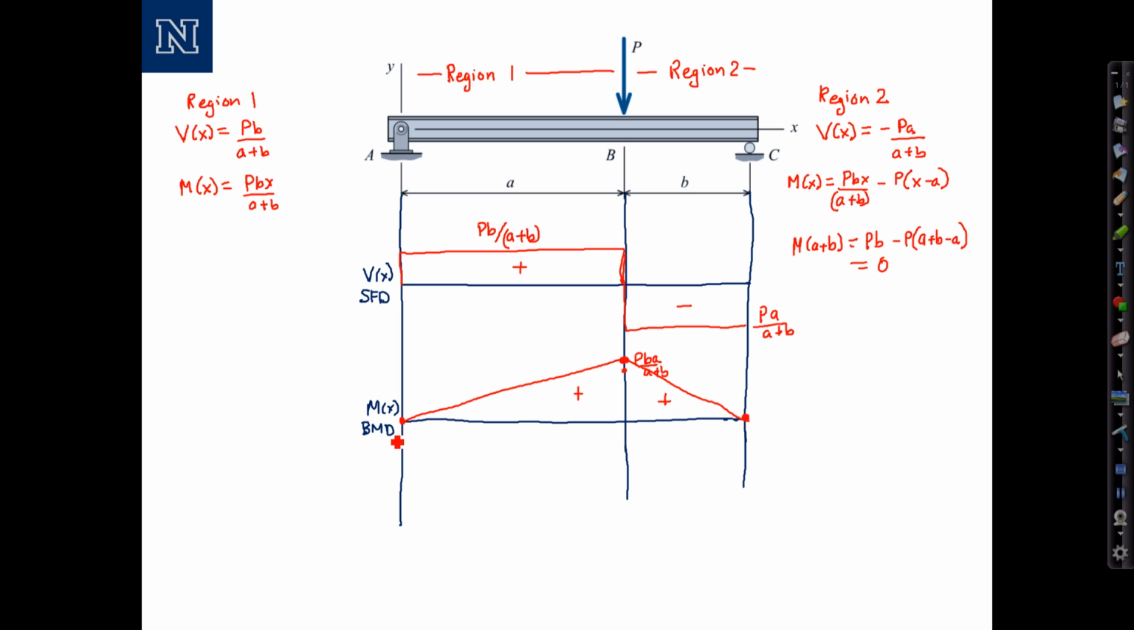The bending moment diagram in this case is 0 at both ends of the beam because they're pin connections, and we know that pin connections cannot carry a reactionary moment. So that's a good check on the bending moment diagram. As we go on, we'll talk about other ways that you can evaluate your shear force diagram and bending moment diagram for accuracy.